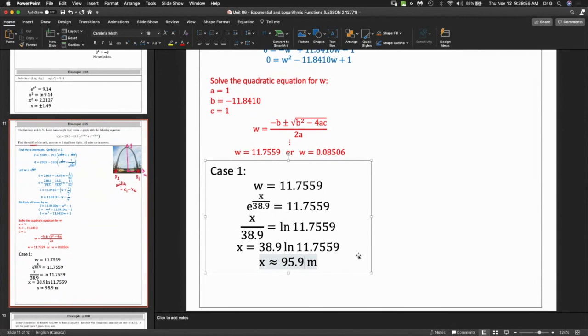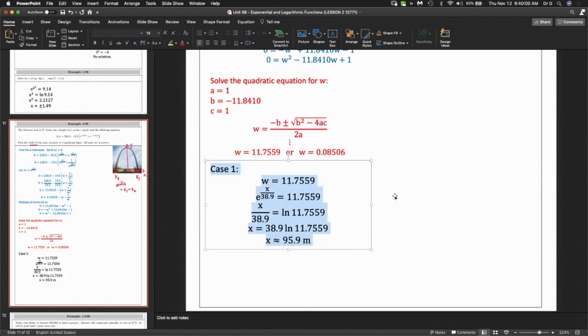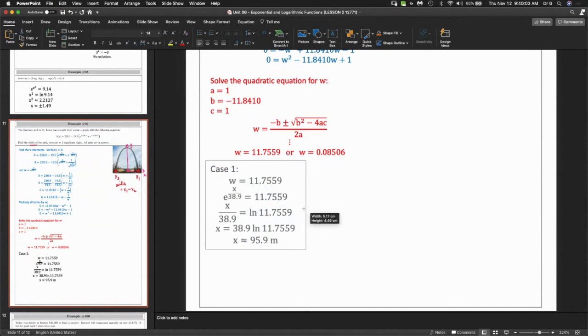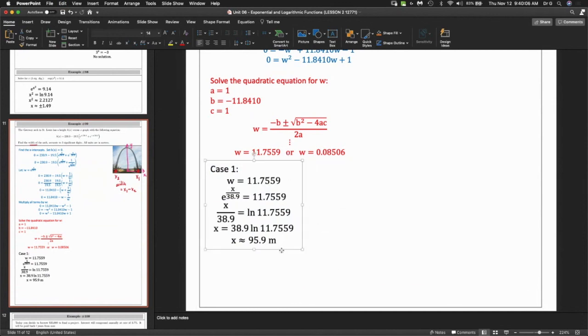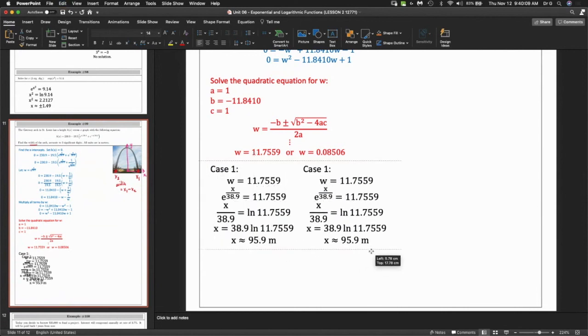That's case 1. So I'm going to just copy and paste this. Let me just change the font a little bit. We're almost out of the woods, people, here. So that's case 1. Let's do case 2 as well. So case 2 would be that this is equal to 0.08506. I'm just going to copy and paste that throughout the answer here. And I'll rely on you to type this on your calculator. I'm sure someone's tried that already. Let's hook me up with a number here, people.